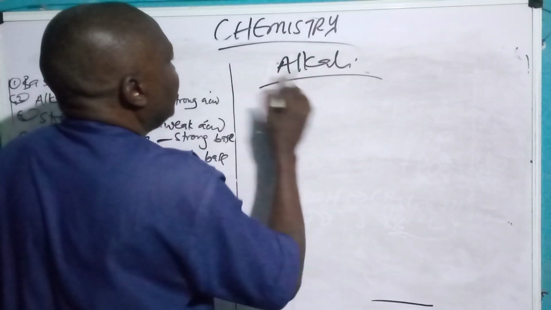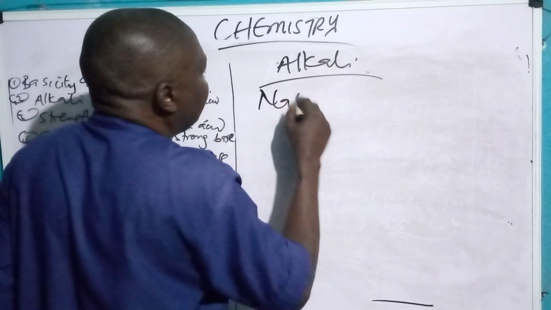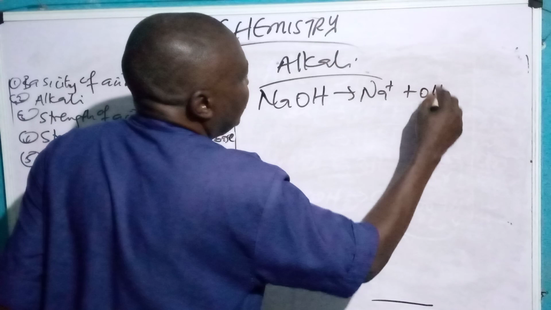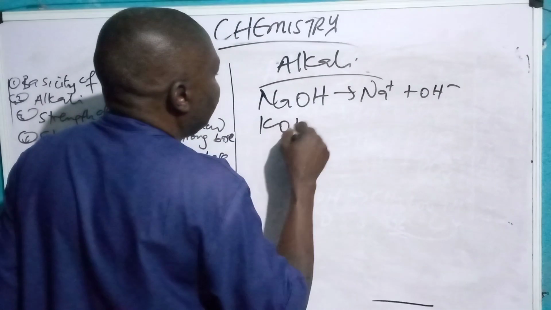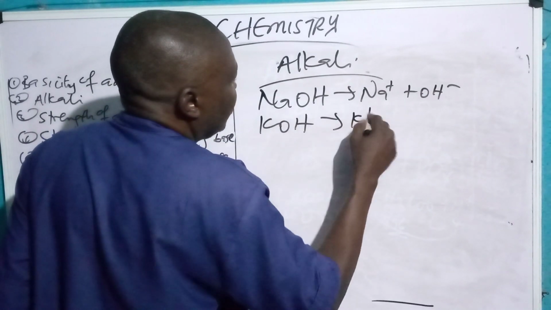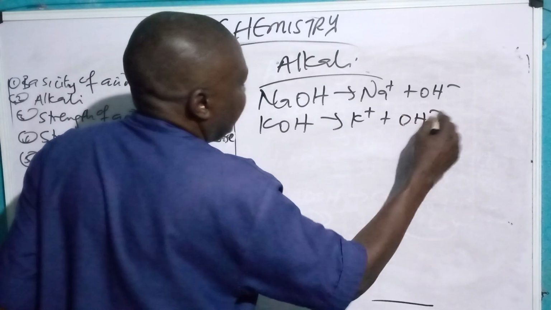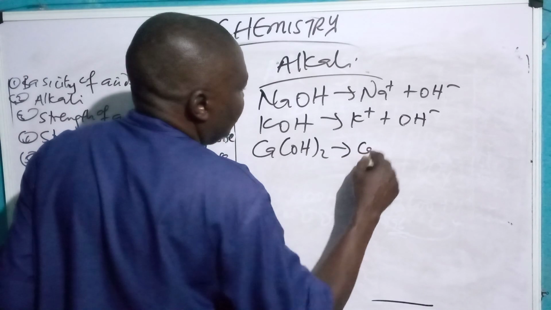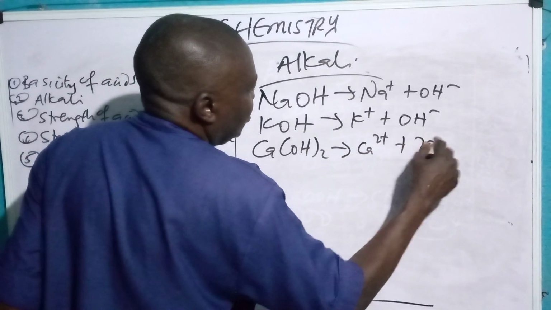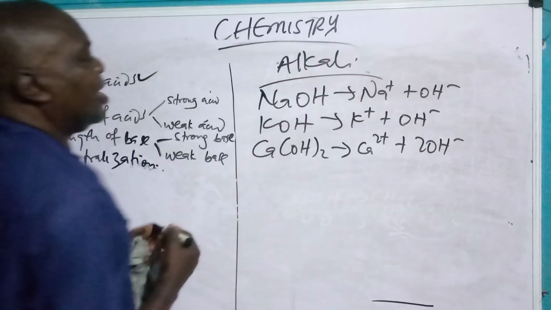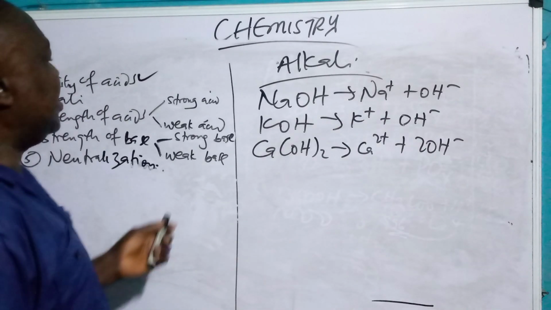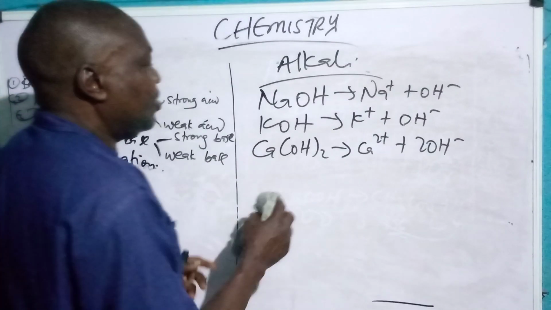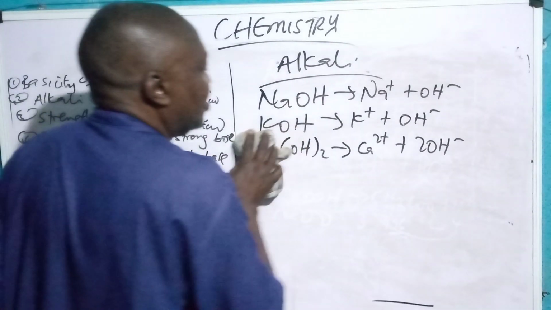For example, an example of alkali is sodium hydroxide. This one is really ionized in solution to give you OH-. KOH gives K+ and OH-. Ca(OH)2 gives Ca2+ and 2OH-. So all these ones are known as alkali, and several more. Any base that can dissolve in water is known as alkali. The ones that cannot dissolve are not called alkali.